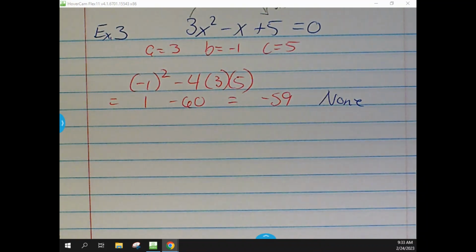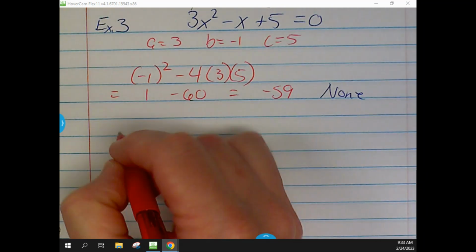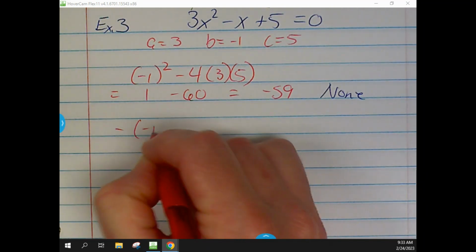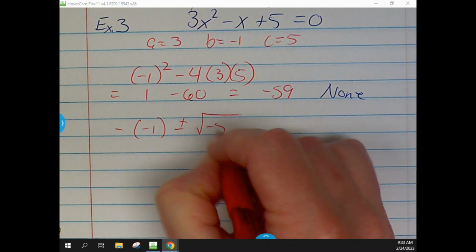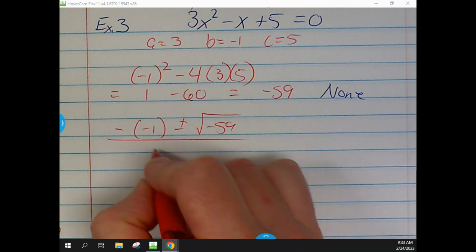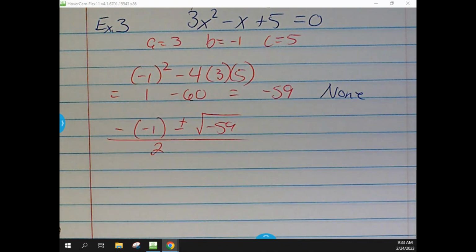Okay, now in some cases, if they say if there are no real solutions, just put none and you're done. If that was the case, we'd stop and say there's no real solutions. We're done. Now we're going to go ahead and do it because we know how to simplify negative square roots, and see what that answer is going to be. So for the solution, we're going to have negative b plus or minus the square root of negative 59, and that's over 2 times a, which was 3.